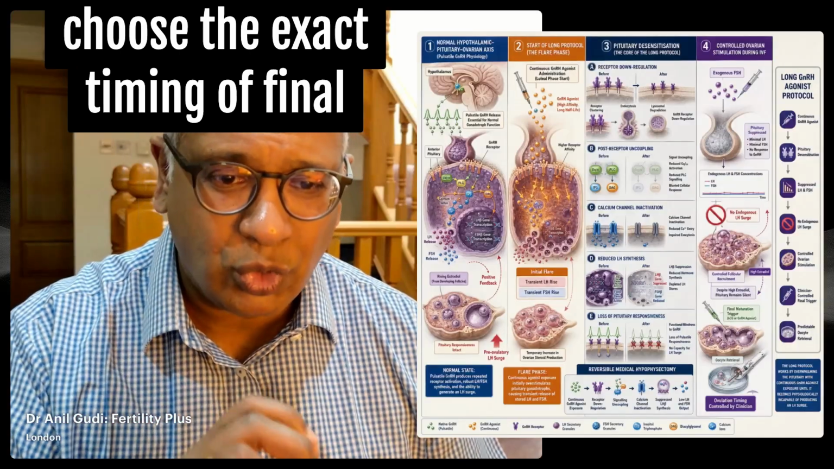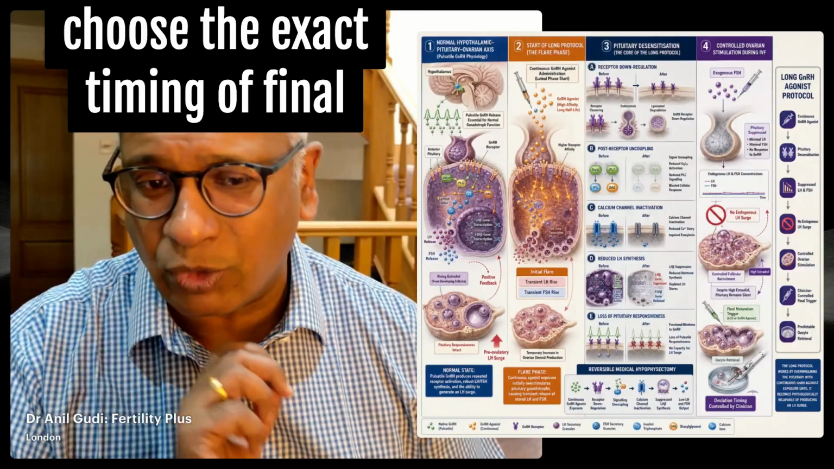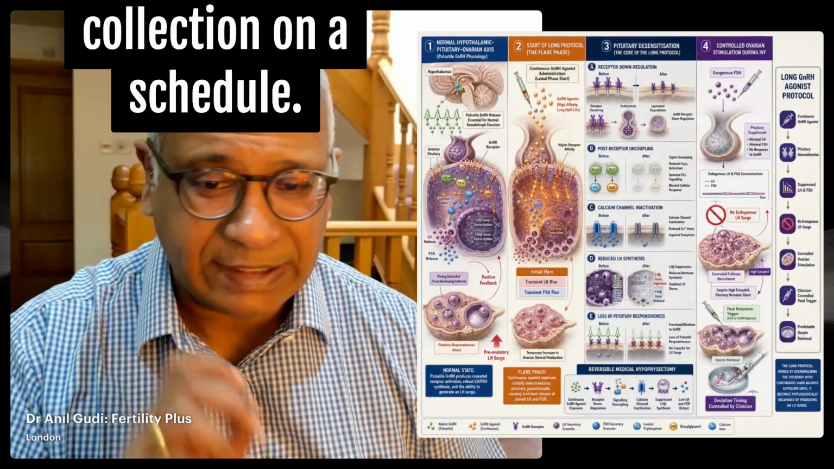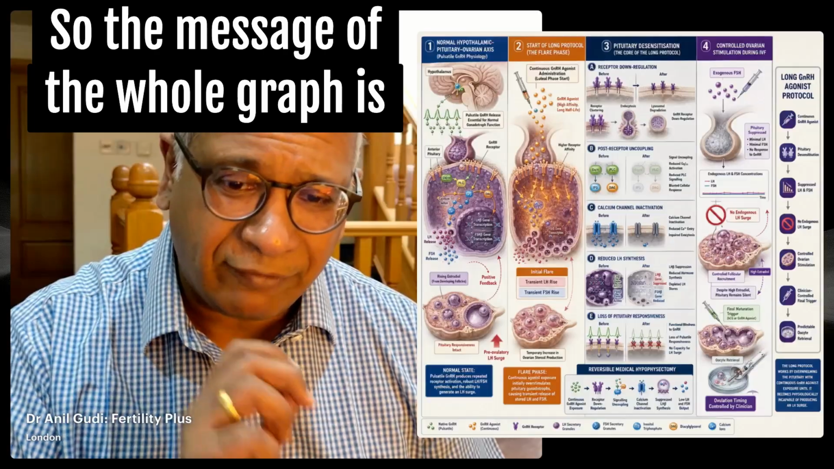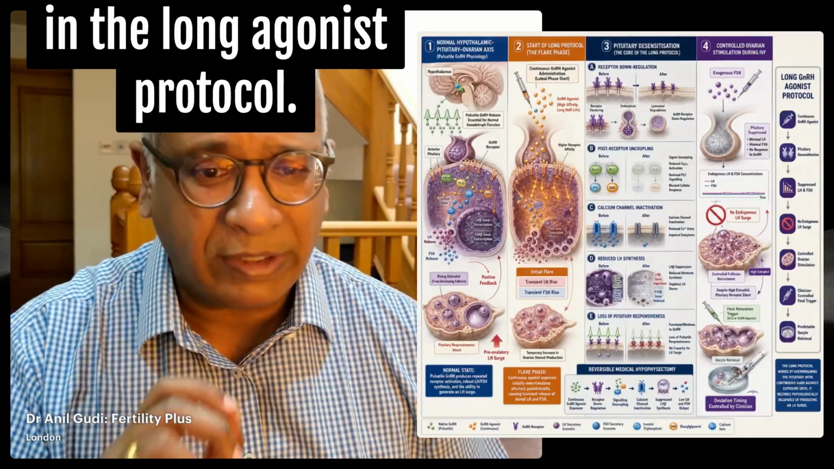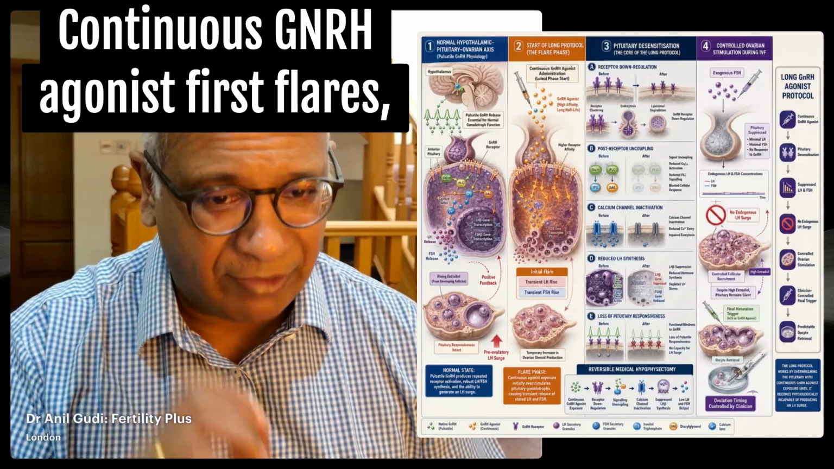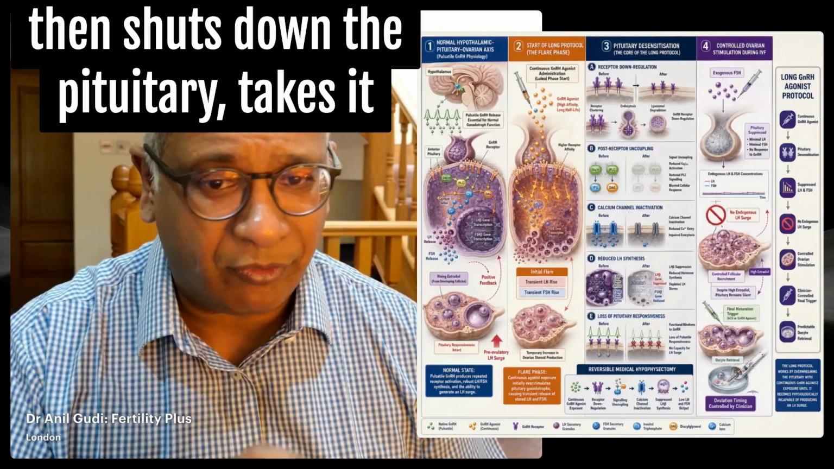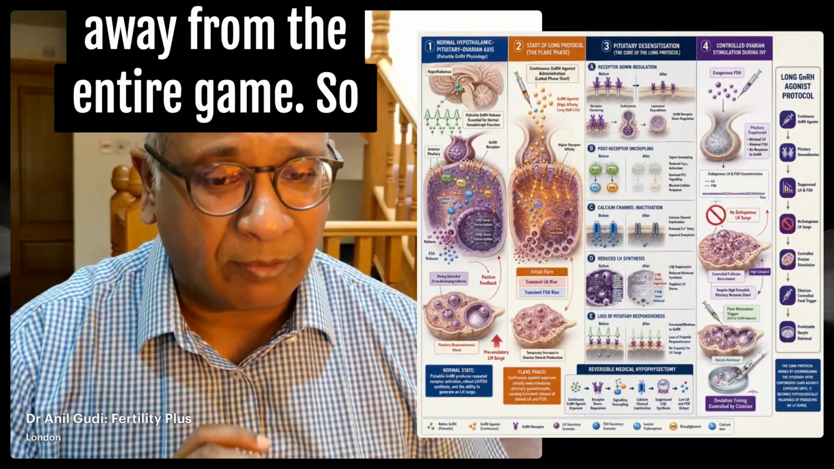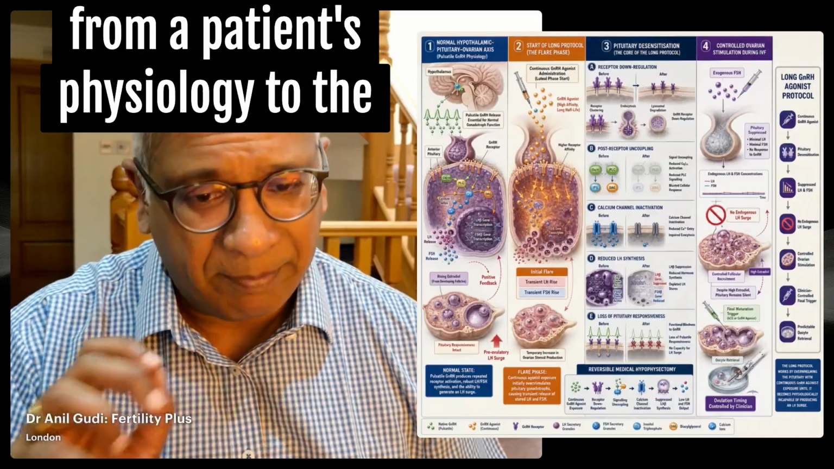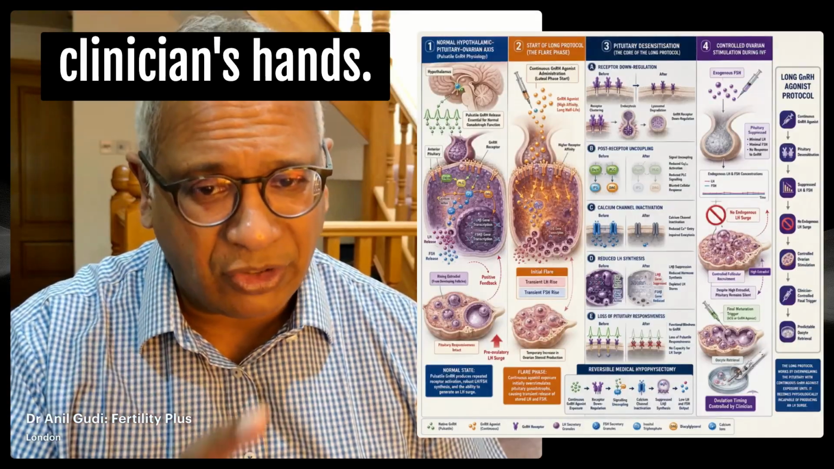That allows us to choose the exact timing of final oocyte maturation with a trigger and then perform a collection on a schedule. So the message of the whole graph is, in the long agonist protocol, continuous GnRH agonist first flares, then shuts down the pituitary, takes it out of the game entirely. So ovulation timing moves completely from the patient's physiology to the clinician's hands.